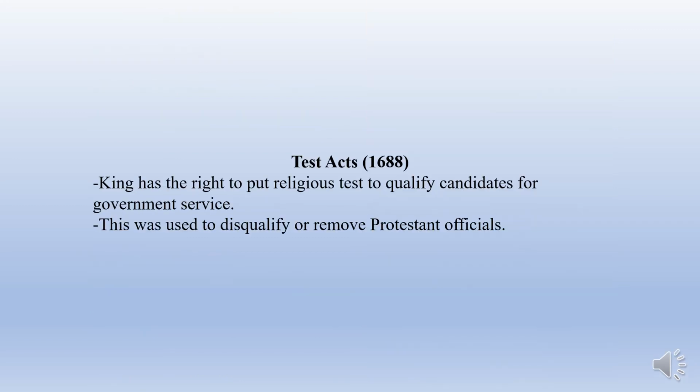Now, if the birth of a Catholic heir replacing two Protestant heirs isn't enough to be a problem, here in 1688, King James will have the Parliament pass what they call the Test Acts. The Test Acts of 1688. And this will say that the king now has the right to put a religious test to qualify candidates for government service. He will use this to disqualify or remove all Protestant officials and replace them with Catholics.